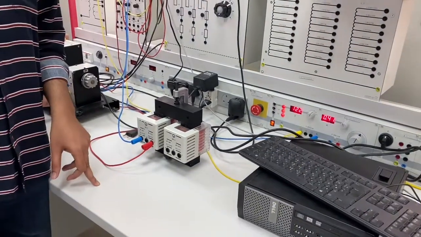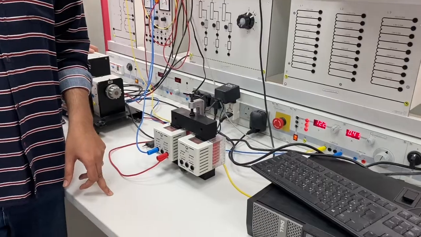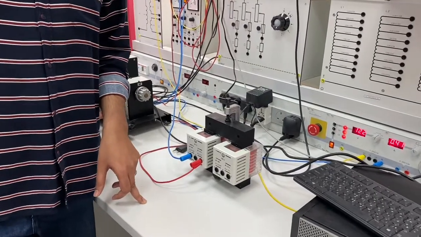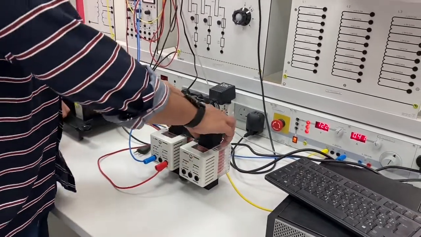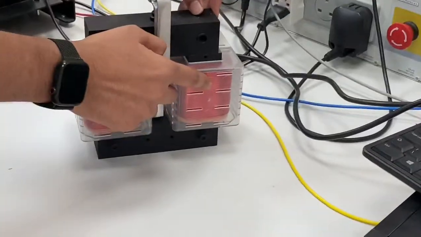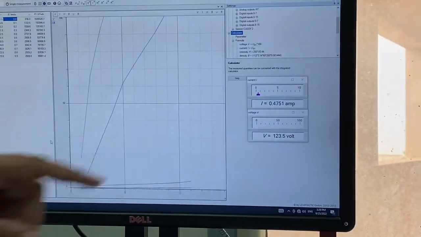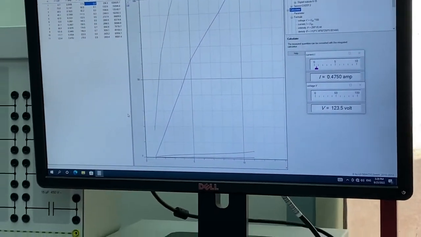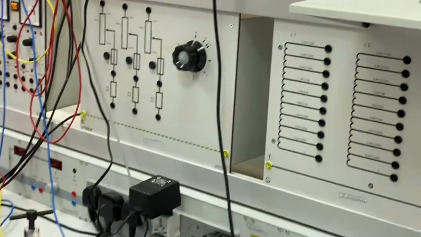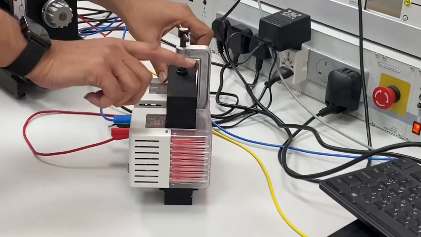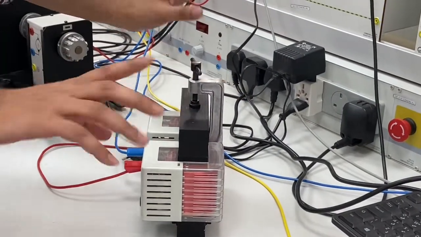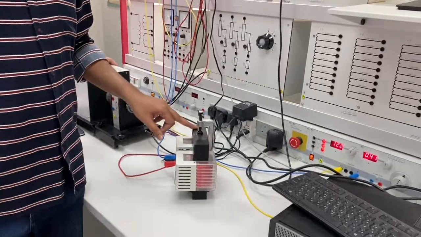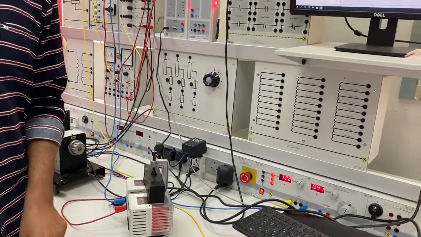Where is the current? Current is in the coil. You see, current is here. You see how much current is flowing? 0.47 ampere of current, which is a good amount. If you touch that current, you should get a shock. But if you touch the core, nothing happens to you because there is no current here. It's only the magnetic flux.